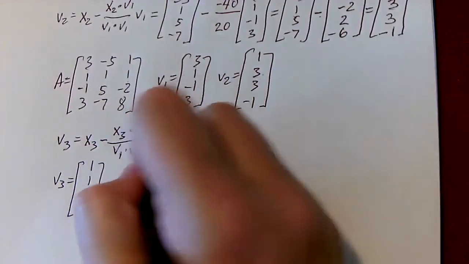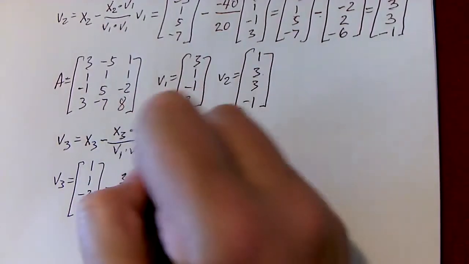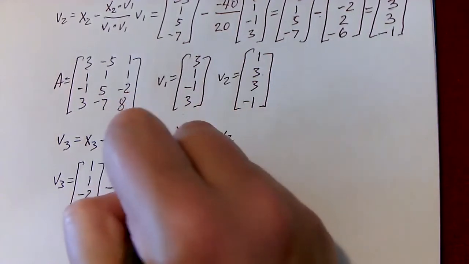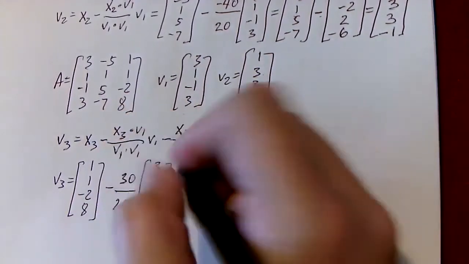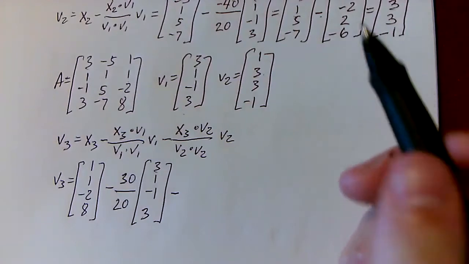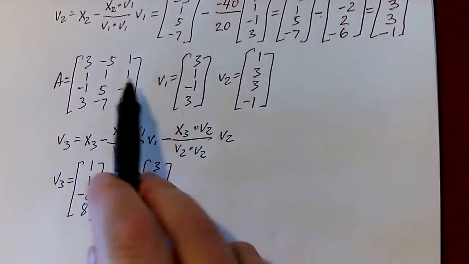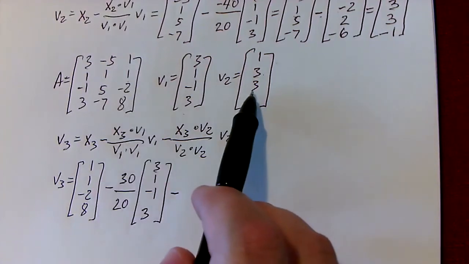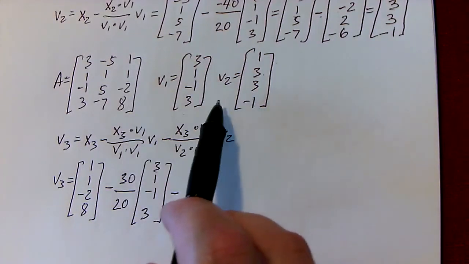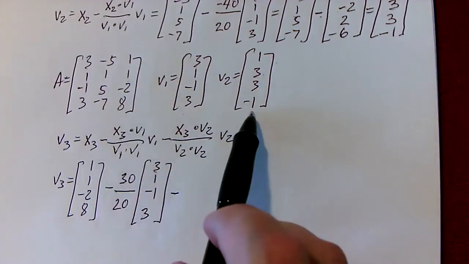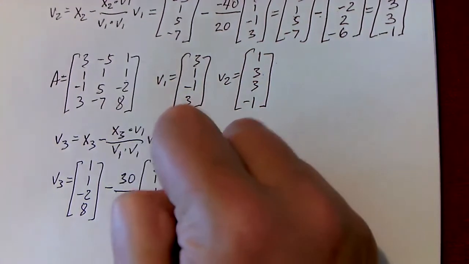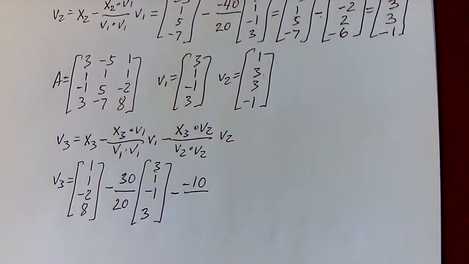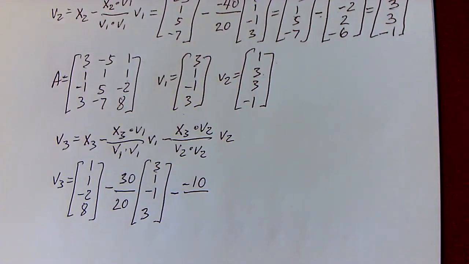Okay, V2 then. Remember, V1 is 3, 1, -1, 3. Minus X3 dot V2. So 1 times 1 is 1. 1 times 3 is 3. That puts us at 4. Negative 2 times 3 is negative 6, so we're at negative 2. 8 times negative 1 is negative 8, so I am at negative 10. And divide that now by V2 dot V2: 1 plus 9 plus 9 plus 1 is 20.